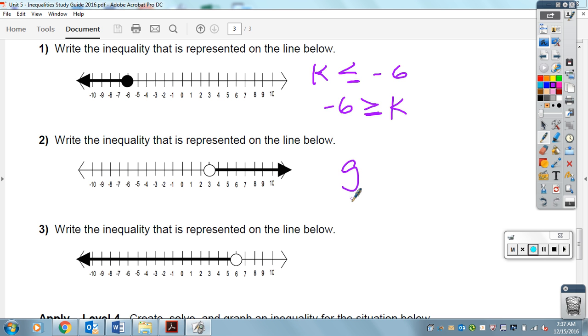Again, let's choose a variable, G. It's open, so there's no line underneath. My number is 3. And it's going to the right, so that means the variable is on the big side, so that G is bigger than 3. These should be very easy ones for you to do.